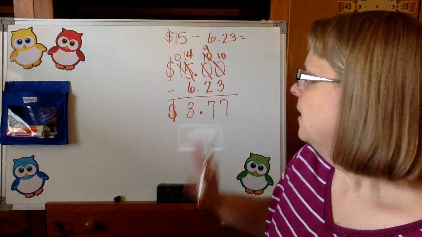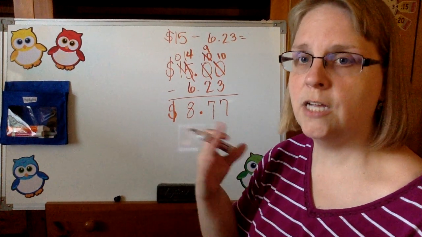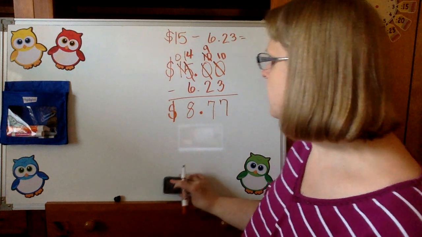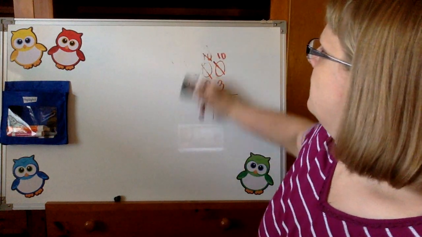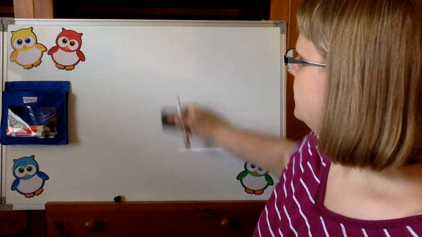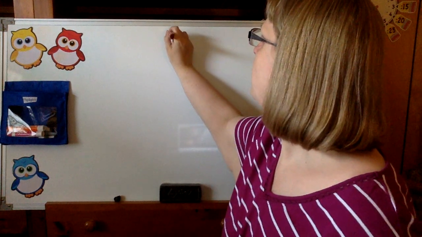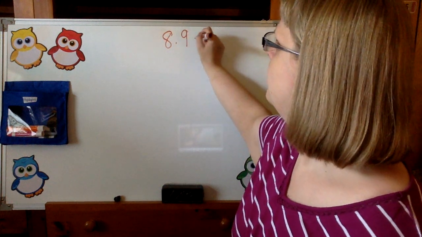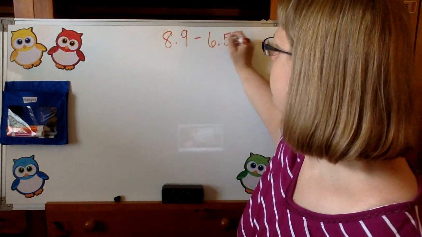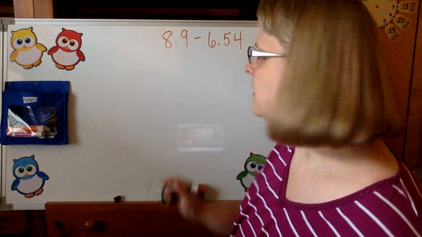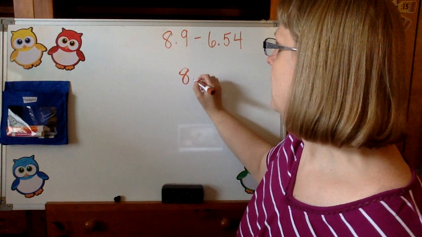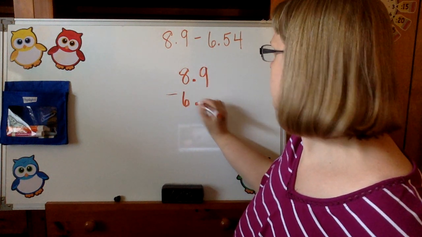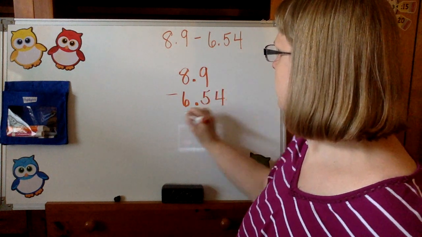All right. Now, I know it's a lot to take in, but at least you're watching a video. You can pause this. You can rewind it if you need to. Let's look at a problem without dollar signs. So we're just going to look at a decimal. Let's say our problem was, whoops, said we're not doing money, 8 and 9/10 minus 6 and 54 hundredths. All right. So I'm going to put this vertically. I'm going to keep my columns lined up, my decimal point, and look what happens.